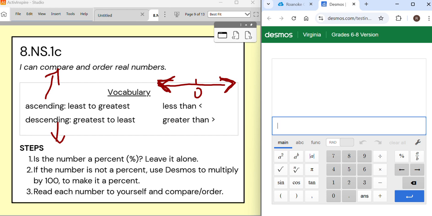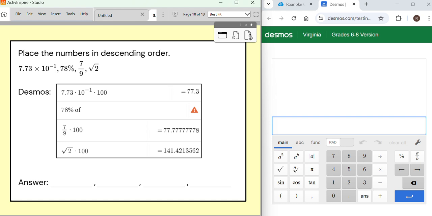So let's try some examples. This first one, we want to place the numbers in descending order. That means going down, so we're going to start with big and go to small. We've put every number in the calculator, and those that do not have a percent symbol, we have multiplied by 100. So let's read the percents.